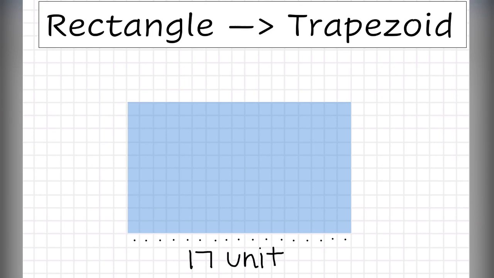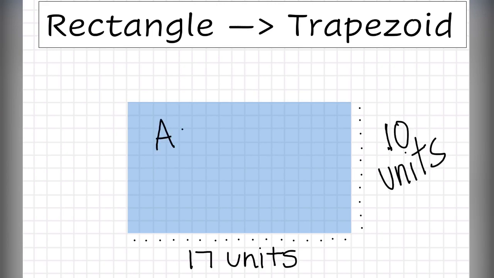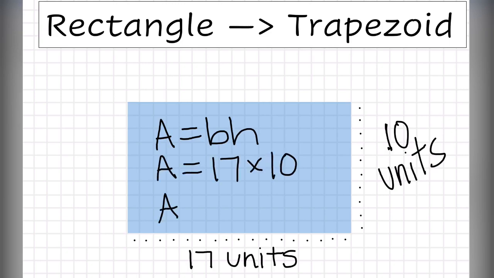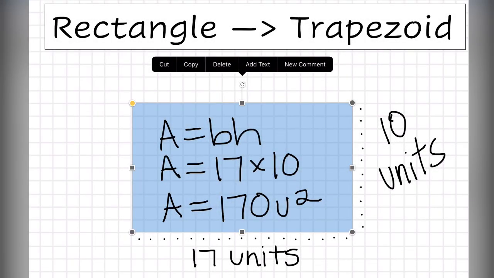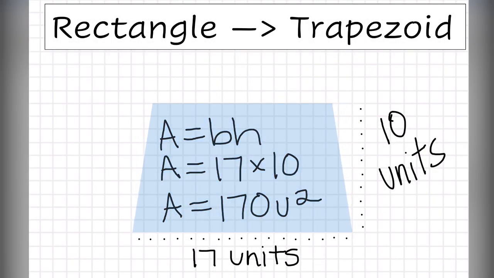A rectangle has the same measurements for the top and the bottom compared to the left and the right. Top and bottom here are 17, the left and right are 10. So therefore, I can definitively say that the base is 17, the height is 10, and the area is 170 units. But what happens when one of the bases is a different length?